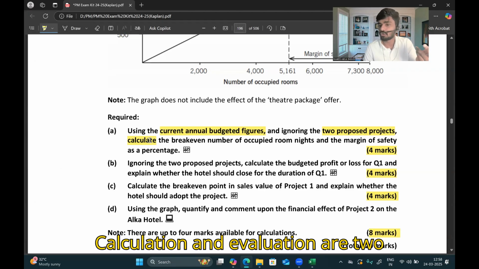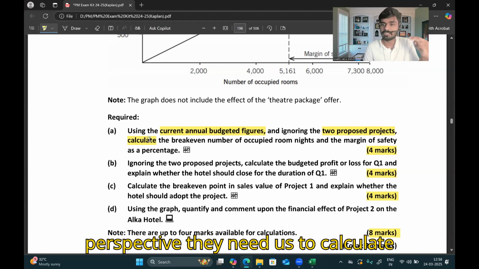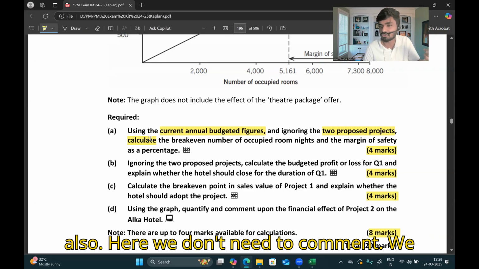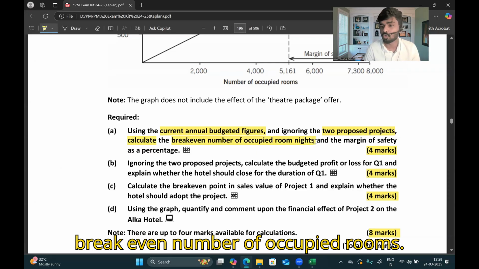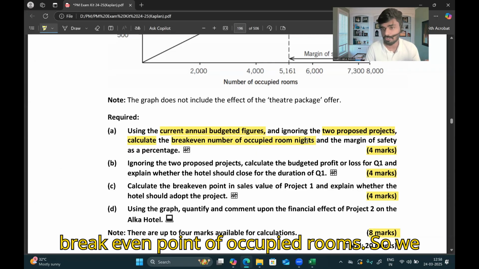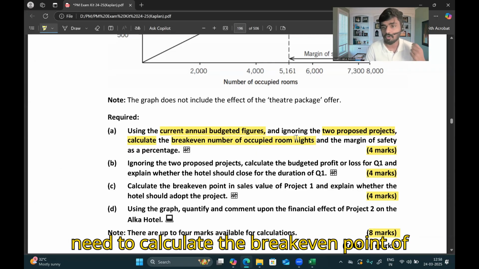Calculation and evaluation are 2 different things. Evaluation means we need to comment also. Here we don't need to comment; we should only calculate. Calculate the break-even number of occupied rooms. They are asking us to calculate the break-even point of occupied rooms.